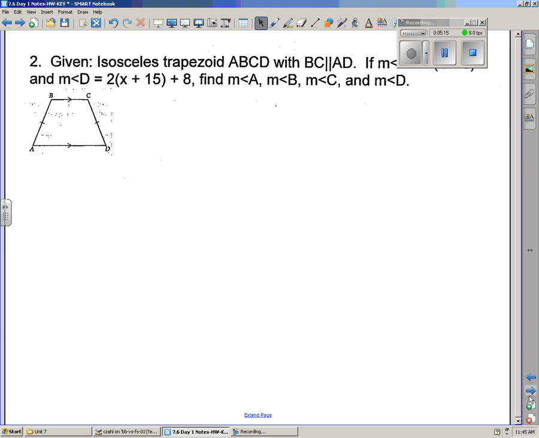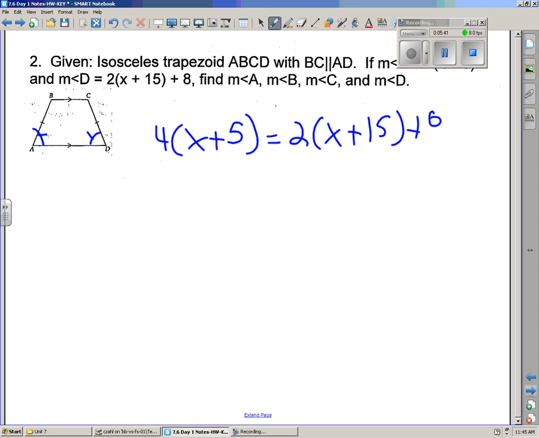Given the isosceles trapezoid ABCD with BC and AD parallel, if the measure of A is 4x plus 5 and the measure of D is 2x plus 15 plus 8, find all the angles. Well, the fact that A and D are sharing a base, they have to be congruent. So then you've got the equation that's going to be 4 times the quantity x plus 5 equals 2 times the quantity x plus 15 plus 8.